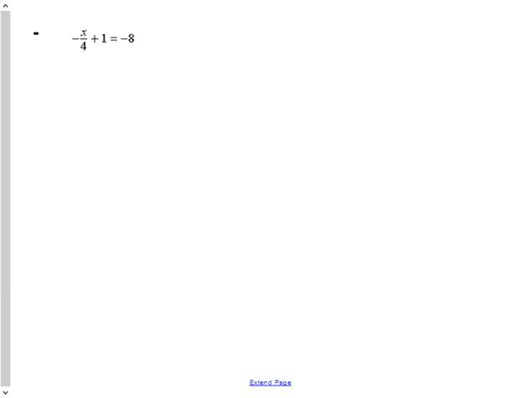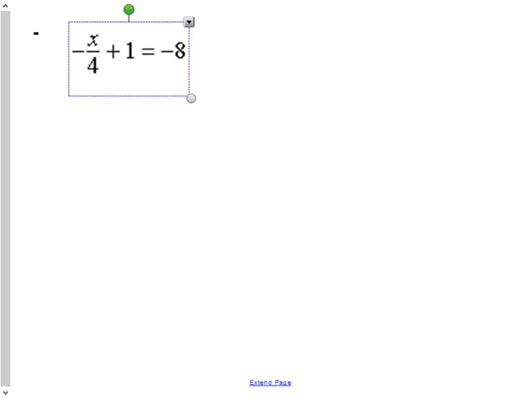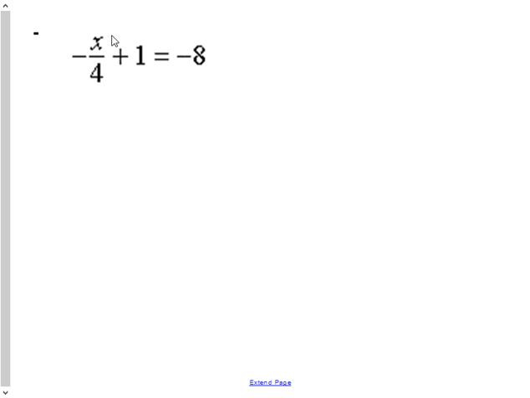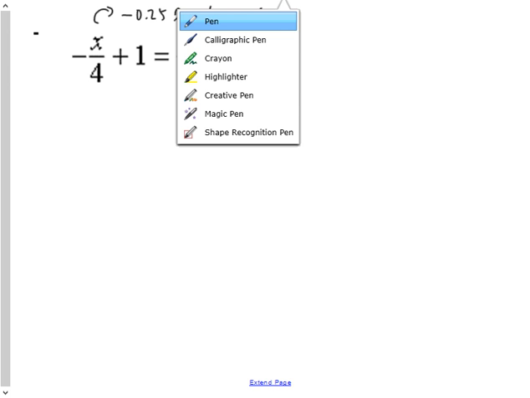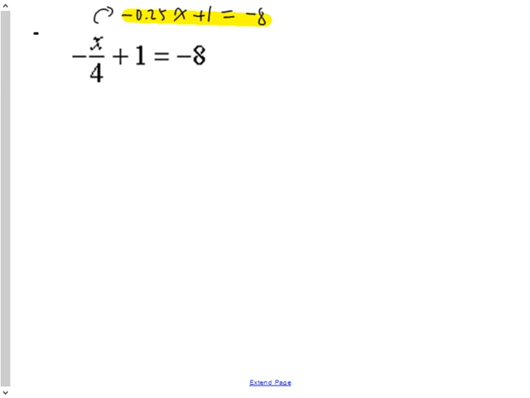Your next question says a negative quarter of x. Now, I could have written this as a negative quarter of x plus 1 equals negative 8. These are the same questions. And if you can look at this and look at this, and see them as the same thing, then your algebra sense is evolving, because that's an important way to see both questions as being the same thing.